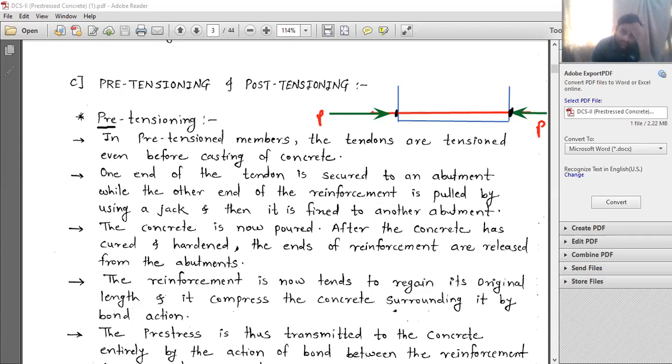Now after this, the concrete is poured. Concrete is poured up to this level, and now again the formwork is laid down and it is left for curing. So this type of prestressing is called pre-tensioning.